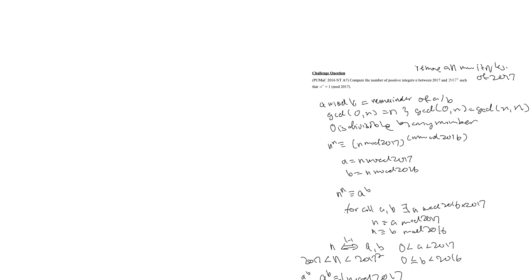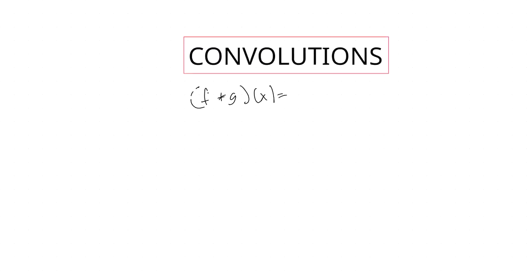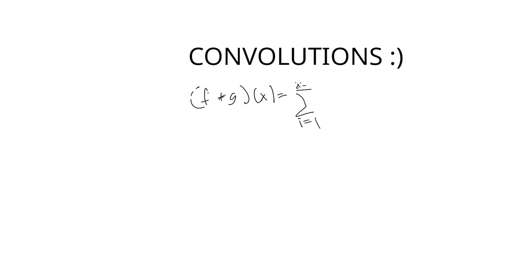So before we jump into integrals and calculus, we're going to define the normal discrete convolution of two integer functions, f and g, as: f * g of x equals the sum from i equals 1 to x minus 1 of f(x) times g of x minus i. Sorry, this should be an i.